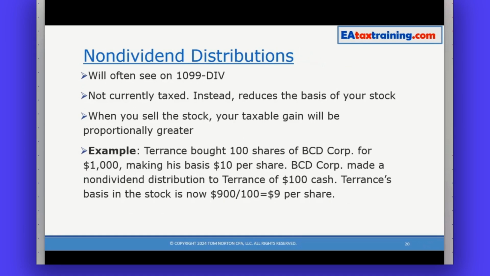Terrence bought 100 shares of BCD Corp for $1,000. BCD Corp made a non-dividend distribution to Terrence of $100. So now Terrence invested $1,000, but he's gotten $100 of that back. So now his net investment is actually only $900. So his basis in the stock is now $900 divided by 100 shares, because he still owns 100 shares. His basis is now $9 per share.